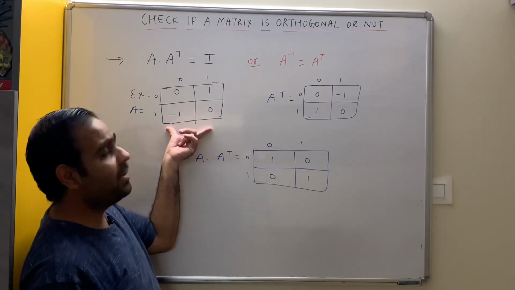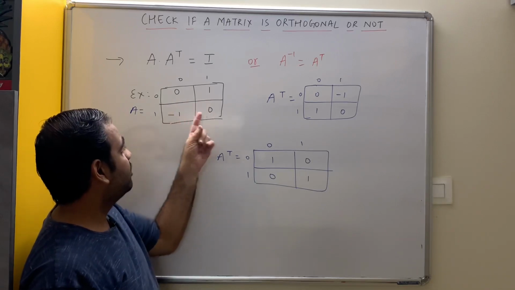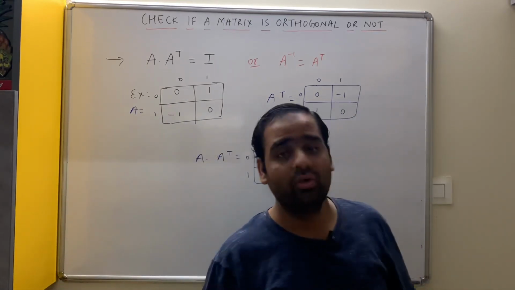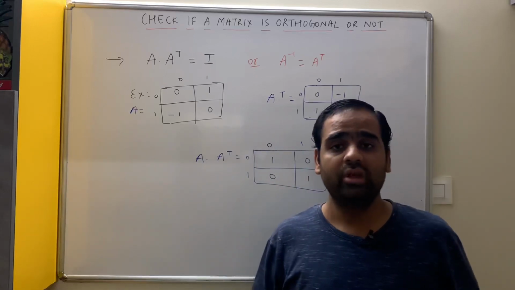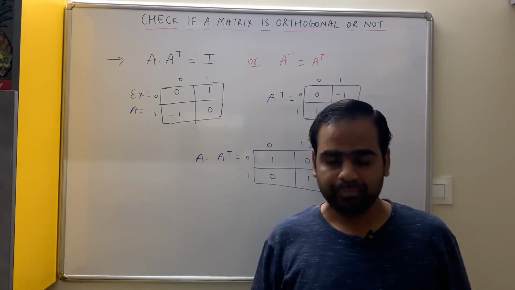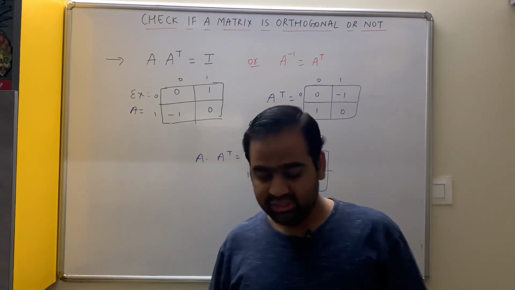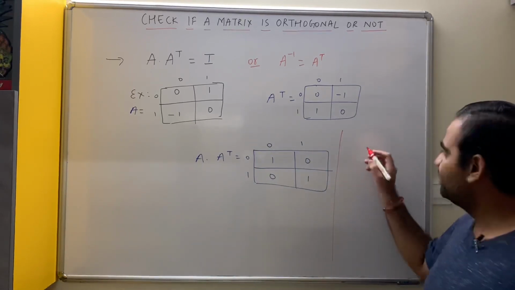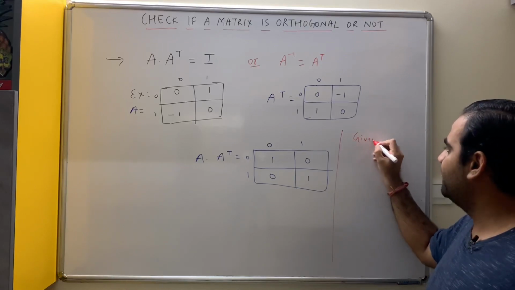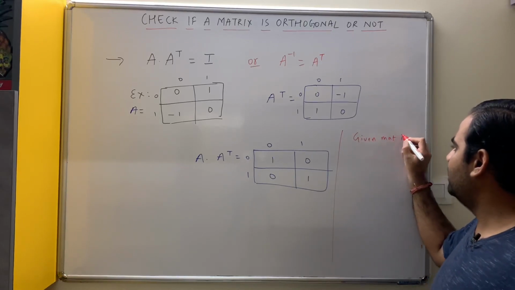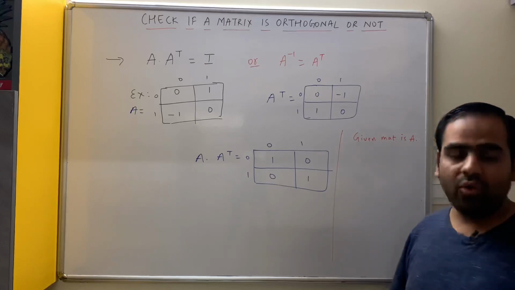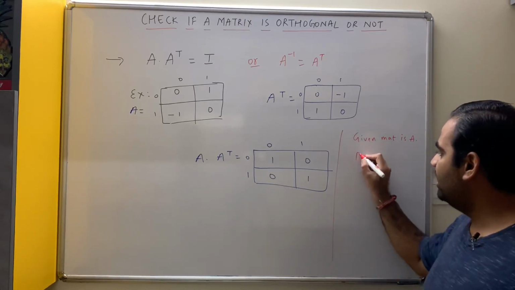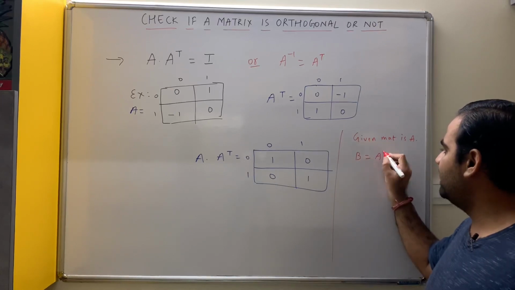Therefore the given matrix A, which is 0 1 minus 1 0, is an orthogonal or orthonormal matrix, where A into A transpose is equal to the identity matrix. Now how do we check if it is an orthogonal matrix or not? These are the steps. First, the given matrix is A. We first find the transpose of A, and let B be equal to A transpose.